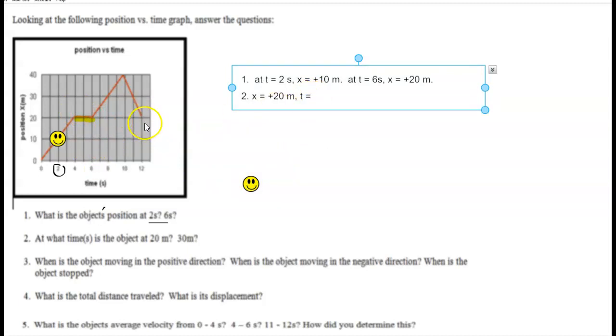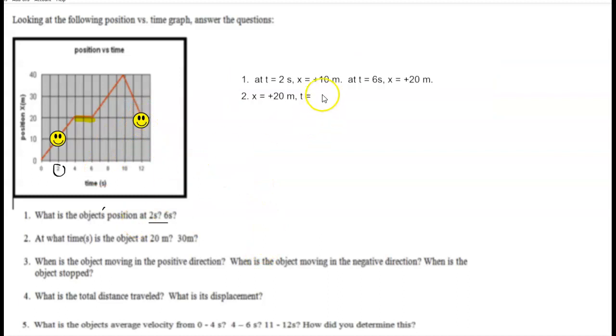And then also you might say, okay, well, it looks like it gets to 20 and hits the 20 down at this 12 mark as well. So I'm going to write all those. So it looks like from 4 to 6 seconds, it's at 20, and at 12 seconds.